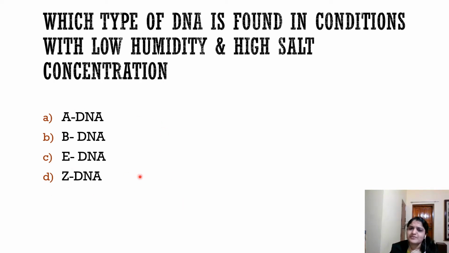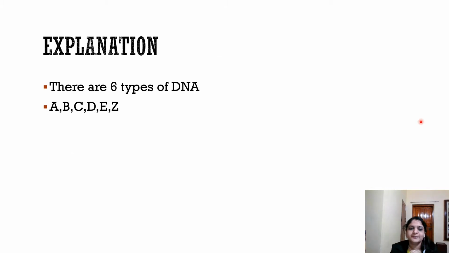So how many types of DNA are there? There are 6 types of DNA. Of which, A DNA, the answer is A. A DNA is found in conditions with low humidity and high salt concentration. We can see the explanation.